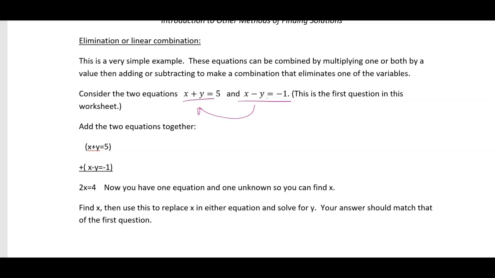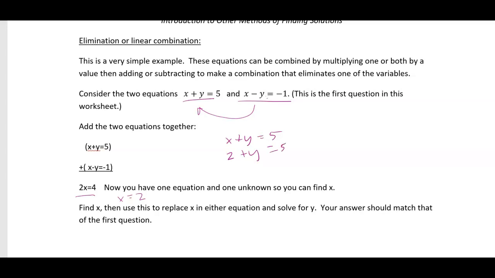I line up the x's, and what's nice about this one is when I add a y with a -y, it goes away, and now I'm left with one equation, so I can find x. I would solve this for x. I would get x equals 2. Then I would go back into either of the equations. I'm going to pick the first one, and I'm going to replace x with 2. So I added the two equations together to eliminate one of the variables, which is why we call this elimination.